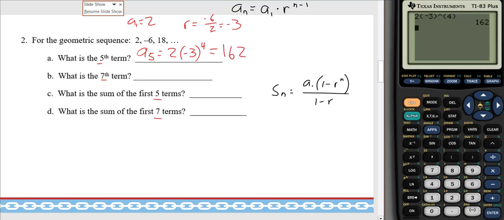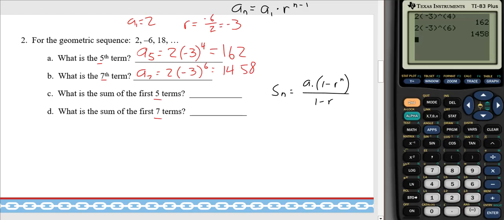Equals 162. Okay. For the 7th term, I'm going to do the same work, except I'm just swapping out the n value. 7 minus 1 is 6. Right, so 2 times negative 3 to the 6th power, 1,458.